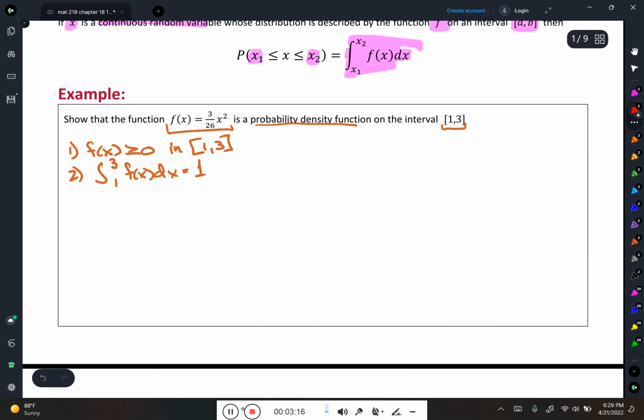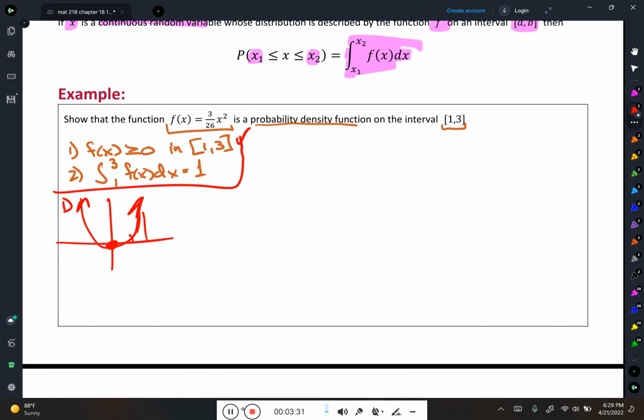First, we'll do the first one, 1. So this is what I'm trying to show. Let's see, graph of this thing. That's a parabola opening up, right? It has an intercept at the origin. So that means from 1 to 3, it's definitely above the x-axis, so that's good. 2, I have to do that integral.